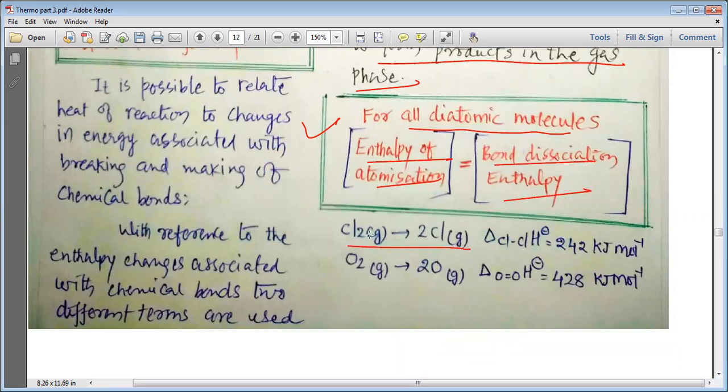You can see that even for Cl2 gas that gives 2Cl gas, or O2 gas that gives 2O gas, the bond dissociation enthalpy for chlorine is 242 kilojoule per mole and for oxygen is 428 kilojoule per mole. And you can easily understand that this bond dissociation enthalpy is actually the enthalpy of atomization too. Remember that in oxygen we have a double bond, and that is why the enthalpy of atomization is a little higher than the chlorine. So this is how we can understand that double bonds are more stable or stronger than the single bonds.